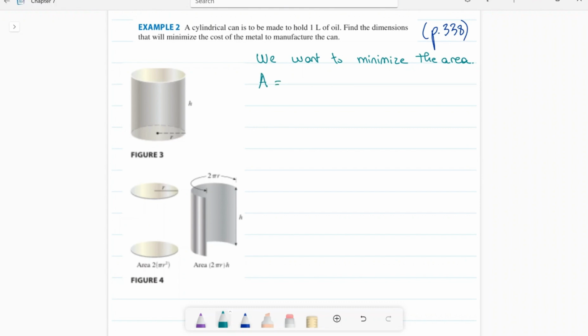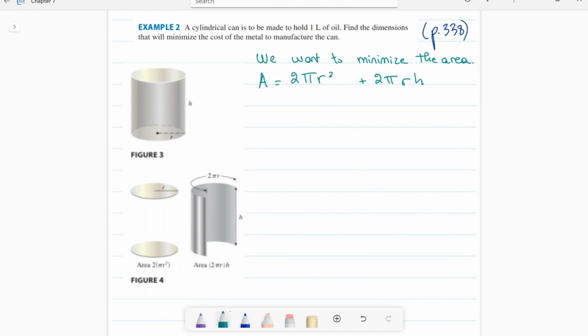So area, now what is the area of a cylinder? You see this figure right here, figure 4. You see that they first start by showing you that the area of a cylinder is 2 times the area of these disks because we have one on top and one on the bottom, and the area of everything in between these disks. And to find the area of everything in between these disks, it's 2 pi r times height. So the total area, we add them both up. So it's 2 pi r squared plus 2 pi r h.